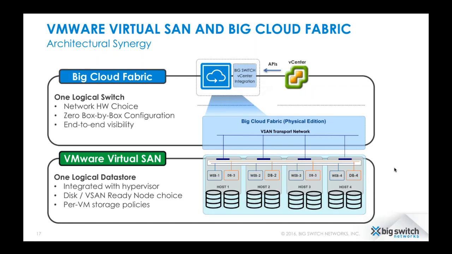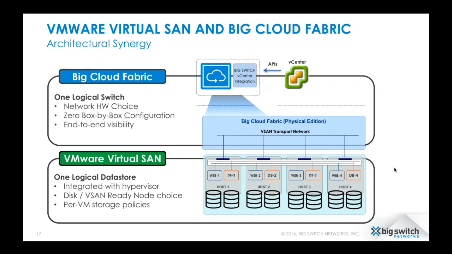Now, the architecture principle for Big Cloud Fabric is really one logical switch. So we use the controller. The controller manages the fabric with the open networking switches, and it looks to a user as one logical switch. A couple of features provided by this are network hardware choice. We have a choice of bright box and white box type of switches, things that come in from Dell or from Accton. We have zero box-by-box configuration because just as with a modular switch, you don't go in to configure individual line cards. You configure it from a single console. And finally, the SDN controller gives us end-to-end visibility.